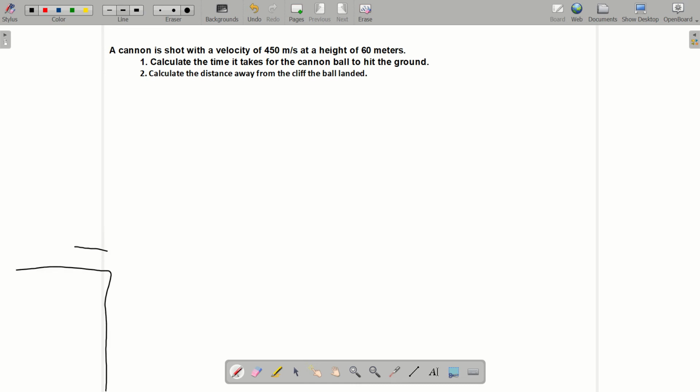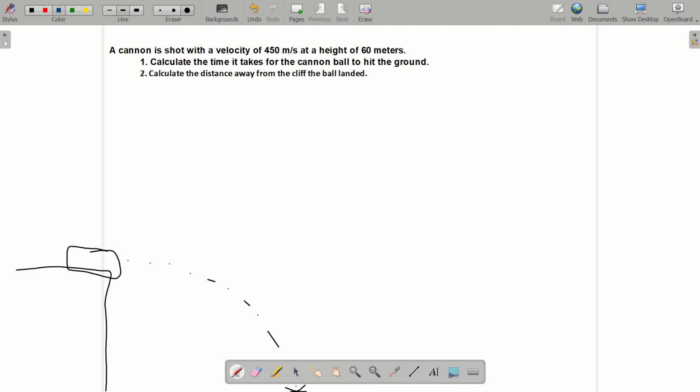What's happening? So here's my cannon. It's shooting a ball, and the projectile is going to look like this. It's going to look like an arc. So it's going to land a certain amount of distance away from the cliff. This is what we want to know.